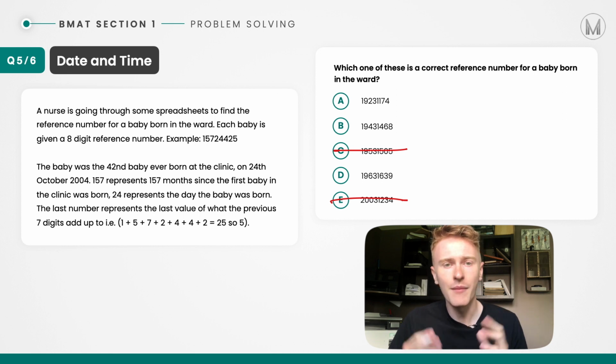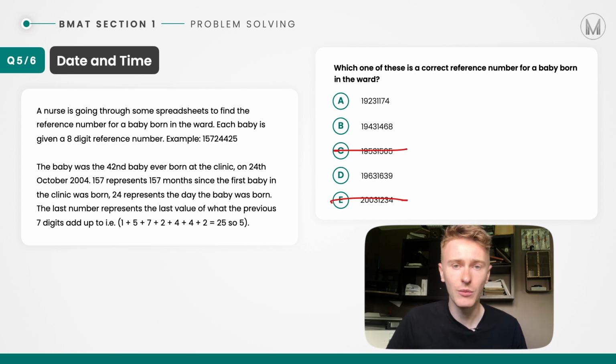Now that should ring alarm bells in your head because 31 days is actually a rare thing with months. Some months have 31 days, some months have 30 days. So my guess is that that's where the flaw in some of these reference numbers will lie. So how do we go about working out what month each of these babies are born in?